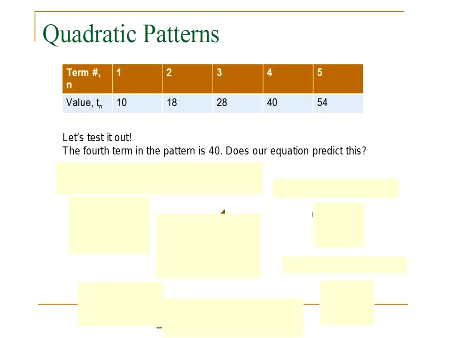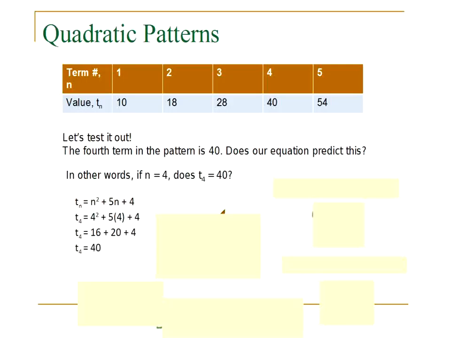So 10, 18, 28, 40, 54 should be represented by this pattern. So we can test this out. If I plug in n equals 4, I should get a value of 40. 4 squared is 16, 5 times 4 is 20, and add those together and then add 4, that gives me 40. So you get a little wow here. It worked. Because I know you weren't believing me.